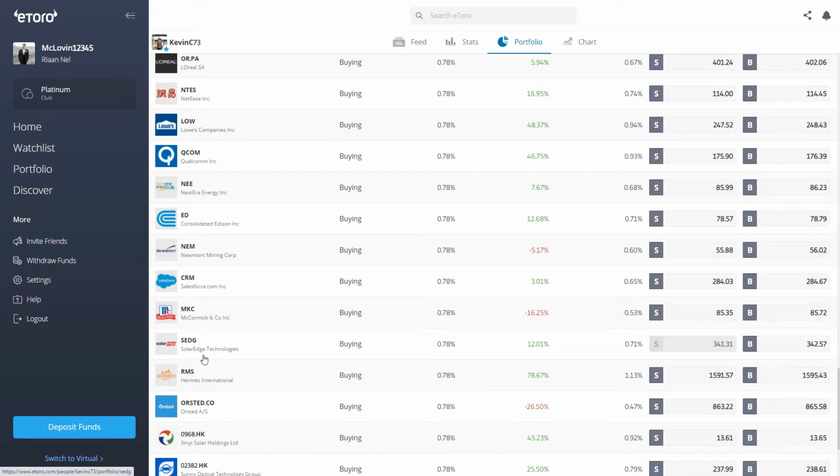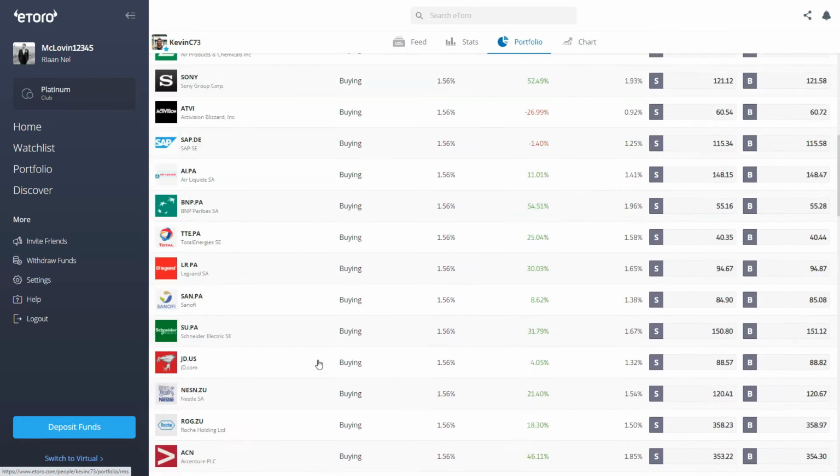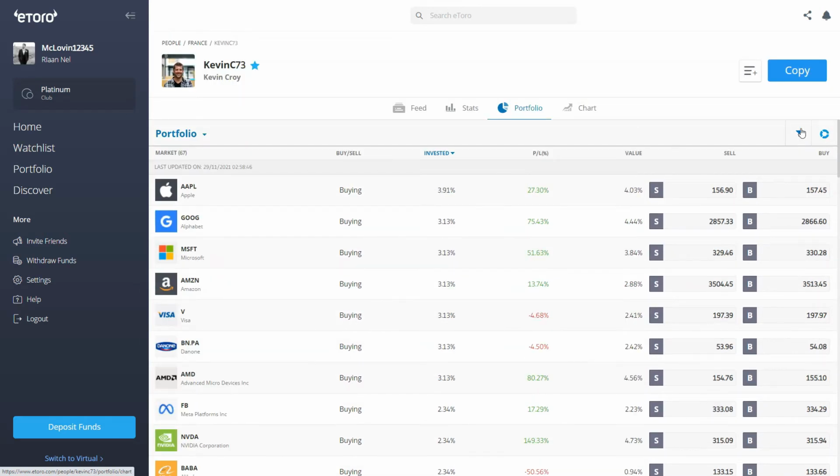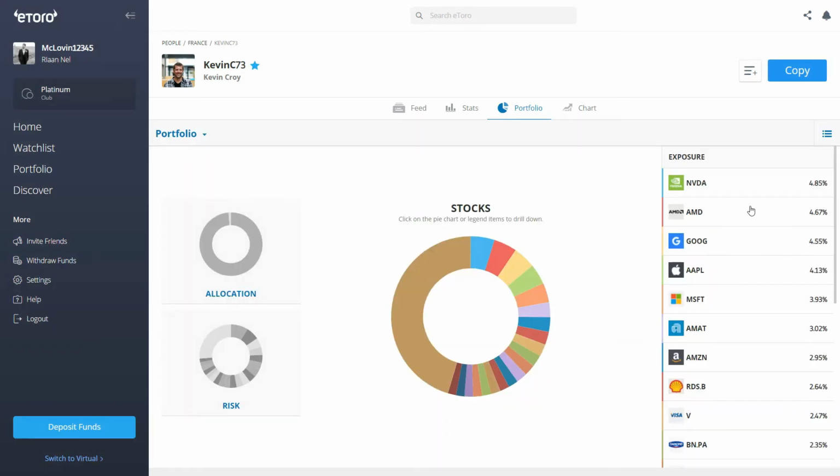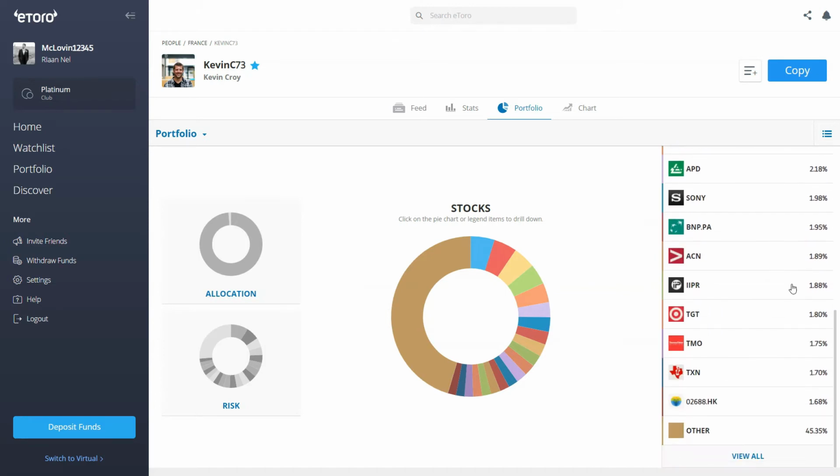There's some solar, which is the green energy sector. That's very good, SolarEdge to have that. All right, so that's cool. Now very important is to actually click on this little exposure button here. So here we can see his biggest exposure is into NVIDIA, AMD, Google, Apple, Microsoft, Amazon, and then it just gets lower and lower from there. And then all the other ones make up the rest.